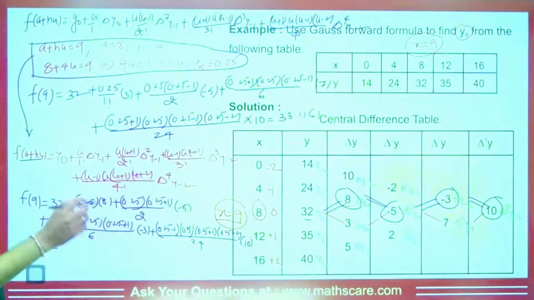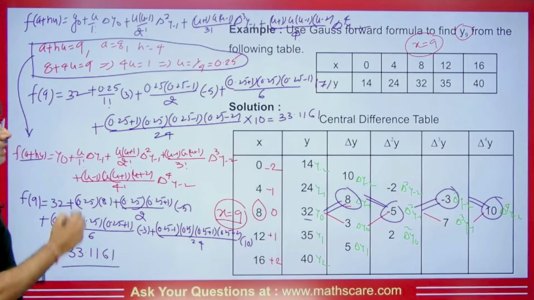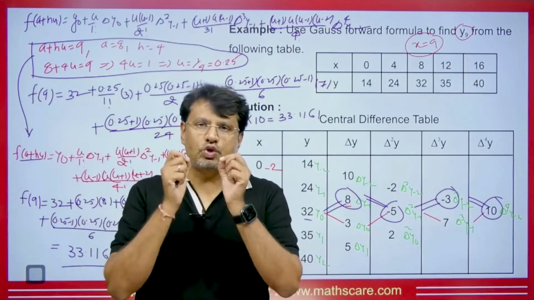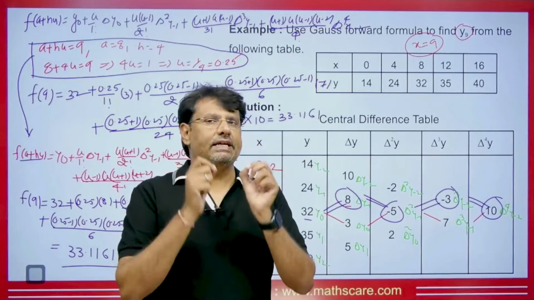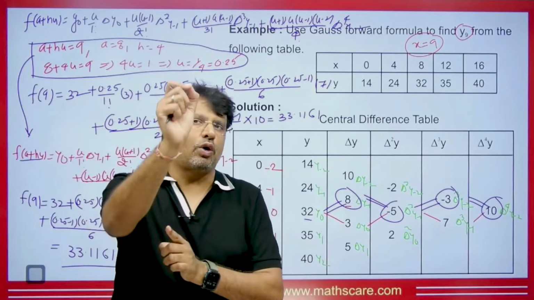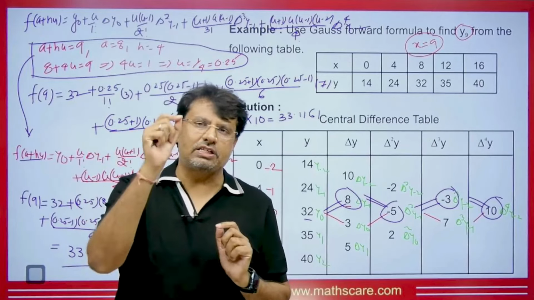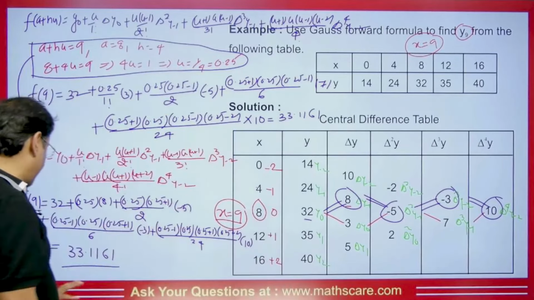Okay. See the answer here now, we will get 33.11. So as you see, like this, we can get the value using Gauss forward. You all have to understand this thoroughly because it will come in exam. I am saying this again that either Gauss forward will be asked in exam or maybe Gauss backward will come. So you have to apply the formula accordingly. All right. Am I clear in this?